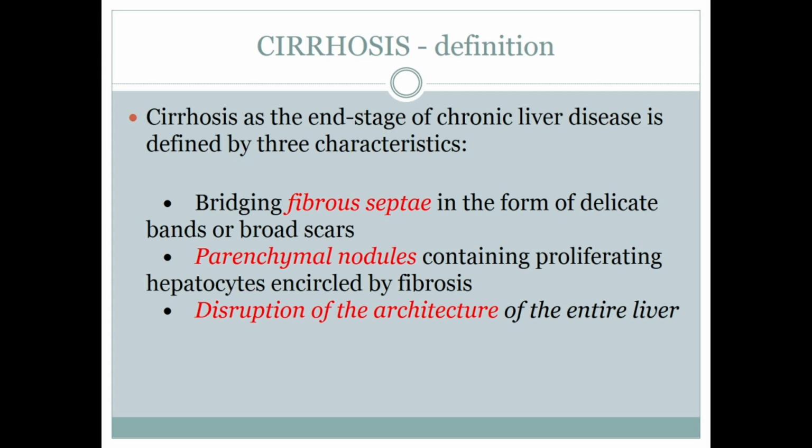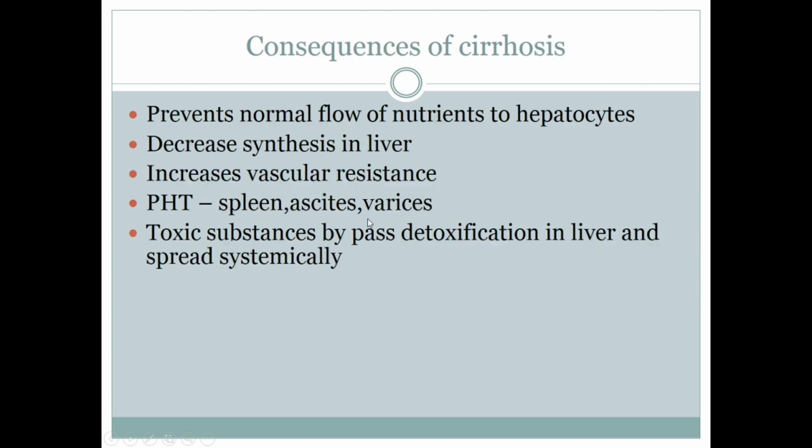Let's come back to the definition. I hope you understand now why these three words are so important. The three characteristics: bridging fibrous septae in the form of delicate bands or broad scars. That is one characteristic. Then, because of these fibrous septae, if there are regenerating hepatocytes, they can form parenchymal nodules, which are encircled by fibrosis. And because of all this, there is disruption of the architecture of the entire liver. Okay, so these are the three characteristics, and I told you this is a very, very important question.